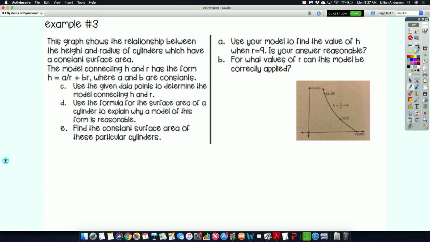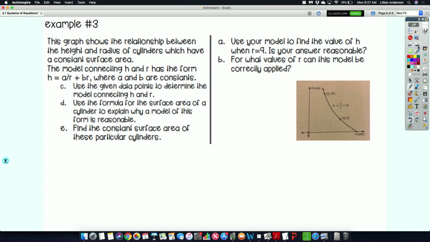We're going to use the model to find the value of H when R is 9. And is our answer reasonable? We're going to figure out for what values of R this model can be correctly applied. Then we'll use the formula for the surface area to explain why the model form is reasonable, and also to find the constant surface area for these particular cylinders. So, an application problem using simultaneous equations, asking a few other things besides just figuring out the model.